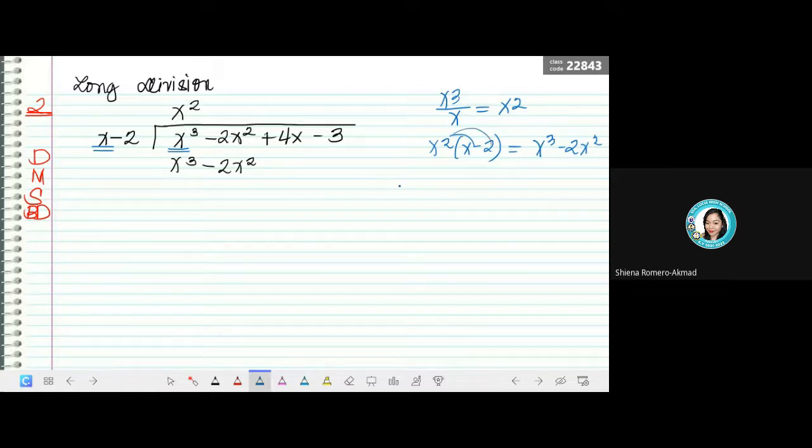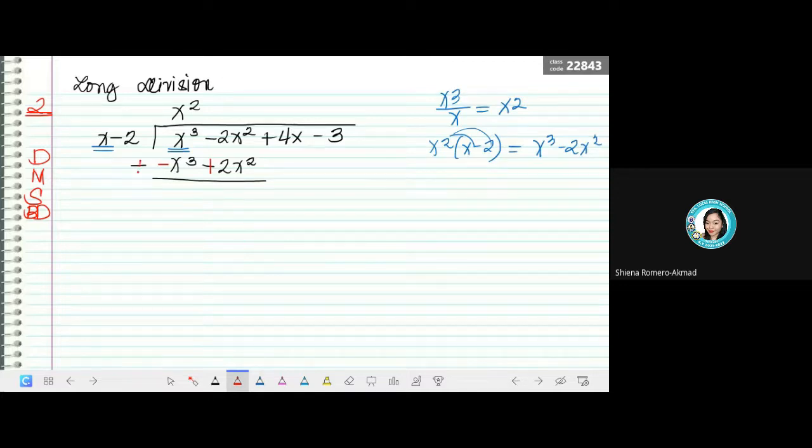Kung hindi pa kayo masyadong sanay. Next, subtract. Change the sign, of course. You have to change the sign. Dito lang. Yan. So, pag change ng sign, ang sign ng x cube natin ay negative. May umalis na isa. And ang sign ng ating negative 2x squared magiging positive.